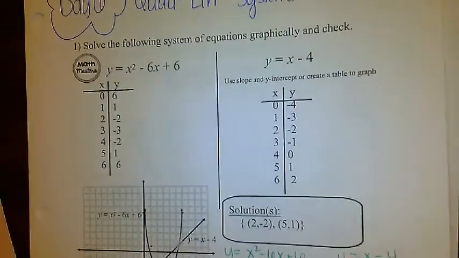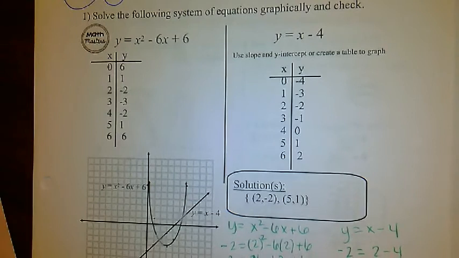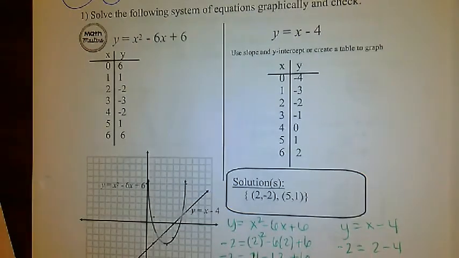Of course, I've already done this. When I graph these, I see they intersect right here and right here. At 2, -2, this one's also 2, -2. And another one they share in common is 5, 1 and 5, 1. So these are the two solutions.